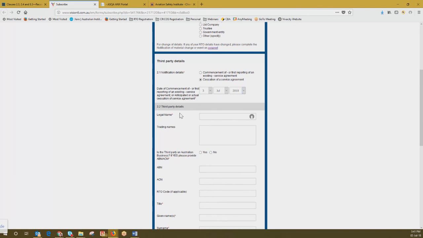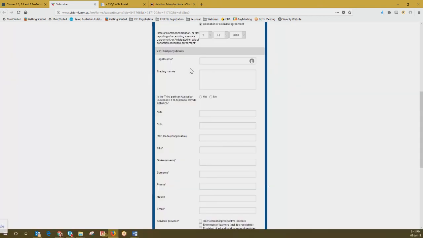Now, this is where you put the third party details. So this would go in here. We can have XYZ Training Proprietary Limited. They might have Super Training here as the trading name. Does the third party have an ABN?